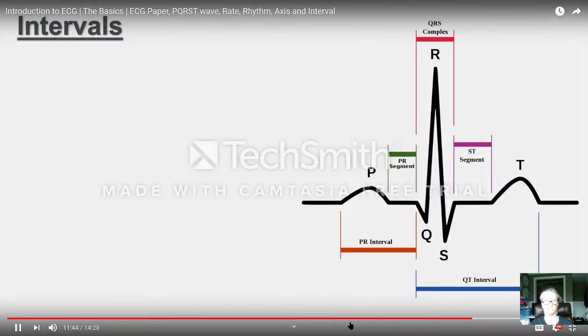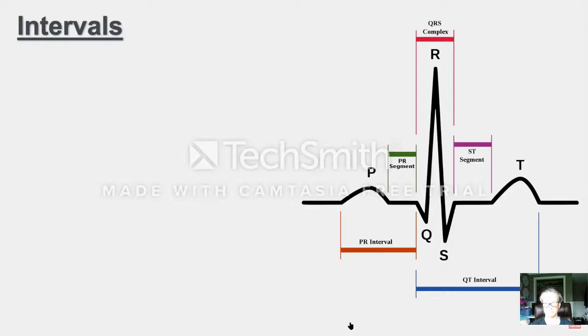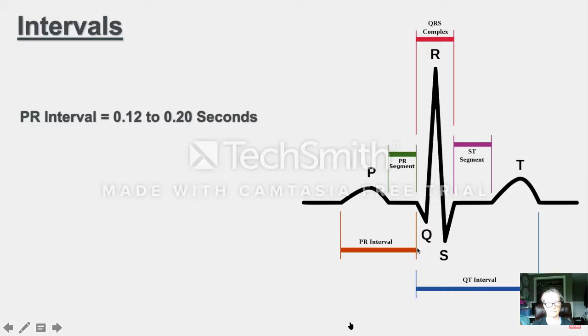Now we're going to talk about intervals. So we went through rate, rhythm, axis, and intervals. The last step here. The two big ones that I want you to take away are the PR interval, which starts from the beginning of the P wave and ends at the beginning of the QRS complex.